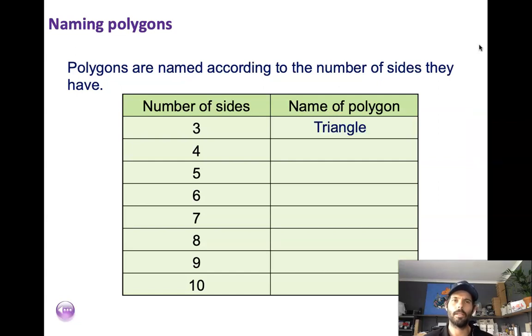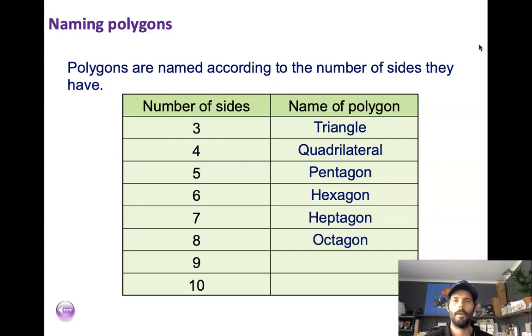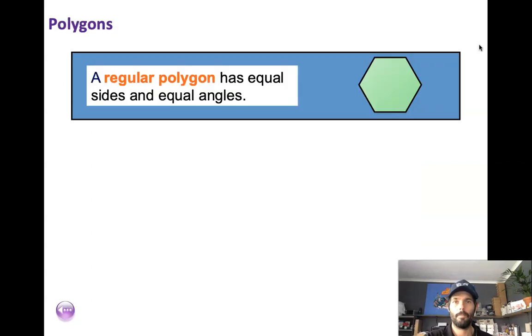Okay, so here's a table just naming polygons according to their number of sides. We know that 3 sides is a triangle, 4 is a quadrilateral, okay, 5 sides is a pentagon, 6 sides hexagon, 7 sides heptagon. It can also be called a septagon, 8 sides octagon, 9 sides nonagon, and 10 sides is a decagon. Okay, so make sure you know the names of those shapes, or those names of polygons and how many sides they have.